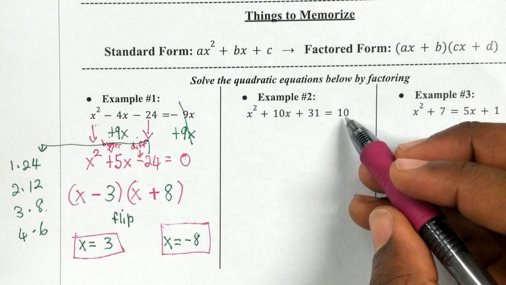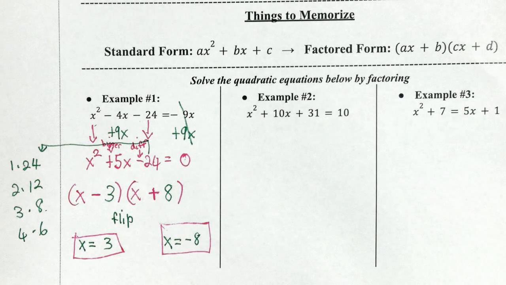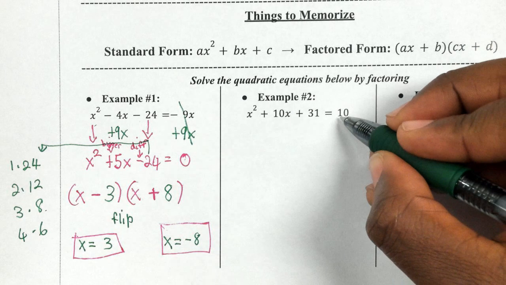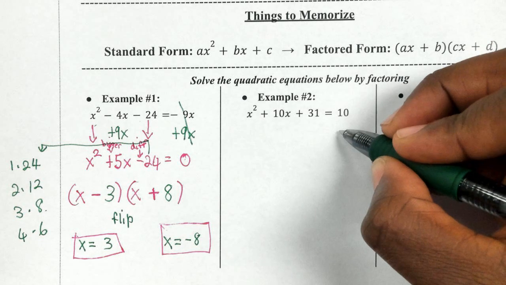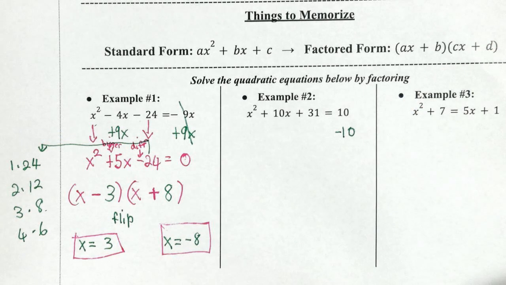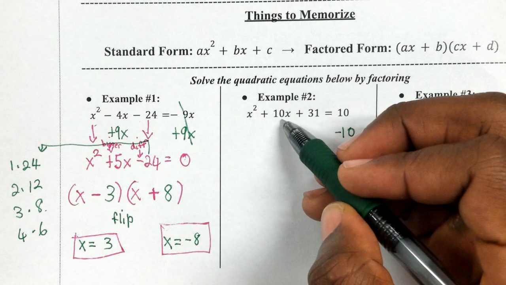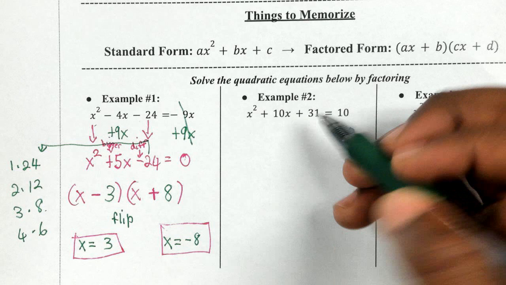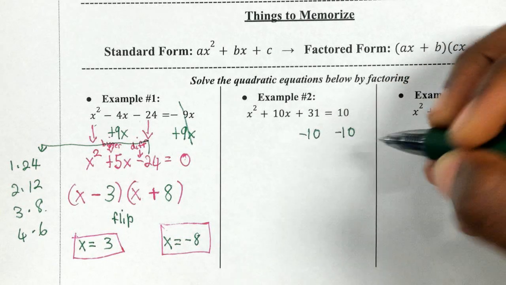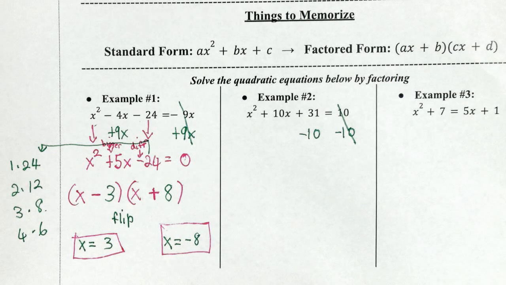Again, we need to move everything to the left side so we can get that standard form for a quadratic. To move a positive 10 to the left side, we're going to subtract 10 on both sides. Am I going to subtract it from x squared? No. From 10x? No. From 31? Yes, because that's the like term. This gets canceled out.